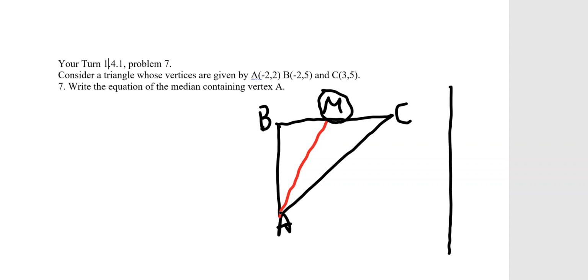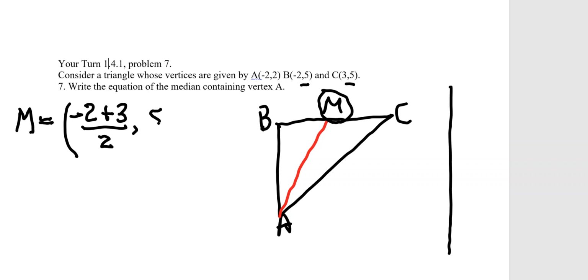and terminates at the midpoint of segment BC over here. So the first thing I need to do is find that point M. So I'm going to find the midpoint of segment BC. So I simply take the average of the x's. So it's -2 and 3. So it's -2 plus 3 all over 2. And the average of the y's, that's 5 and 5. So the average is 5. So the midpoint is 1/2, 5.